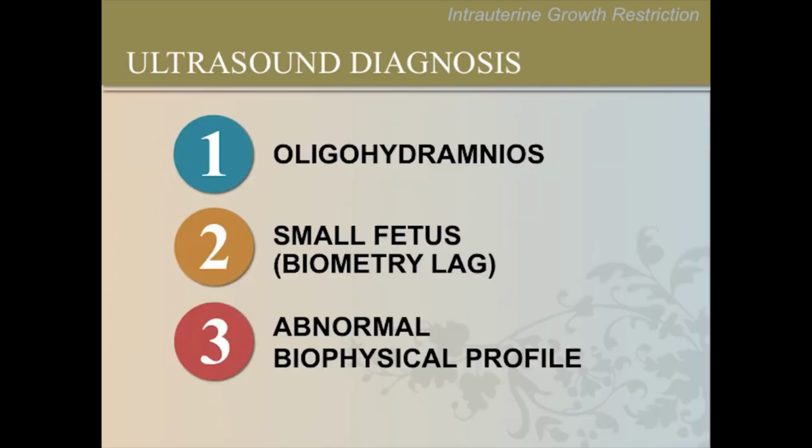There are 3 conditions you can identify with ultrasound that can indicate IUGR. These include oligohydramnios, smaller than expected fetal size, also known as a lag in fetal biometry, and an abnormal biophysical profile, which is a scoring system of fetal well-being. Another method is to use ultrasound to evaluate the characteristics of blood flow through the umbilical artery, but we will not discuss this method in the course. Now we will discuss these first 3 conditions that might indicate IUGR and a high-risk pregnancy.